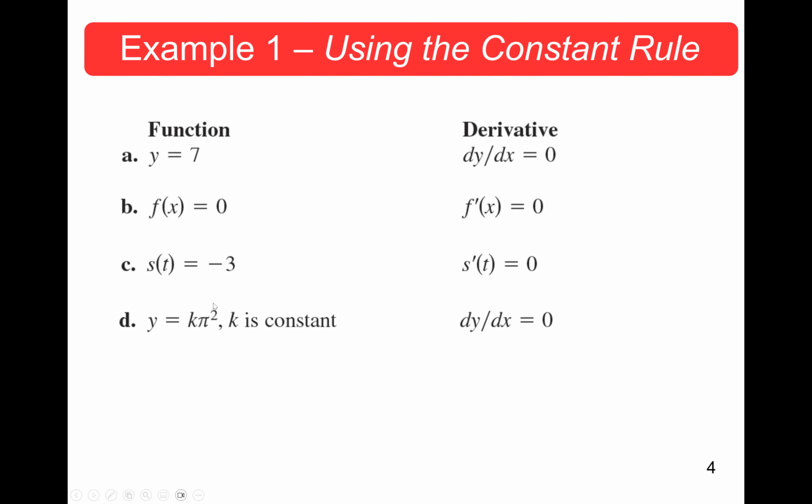Y equals k to the power of 2. Here k is a constant value, and we know pi is also a constant value, which is 3.142. So the derivative of the constant value k to the power of pi will be 0.